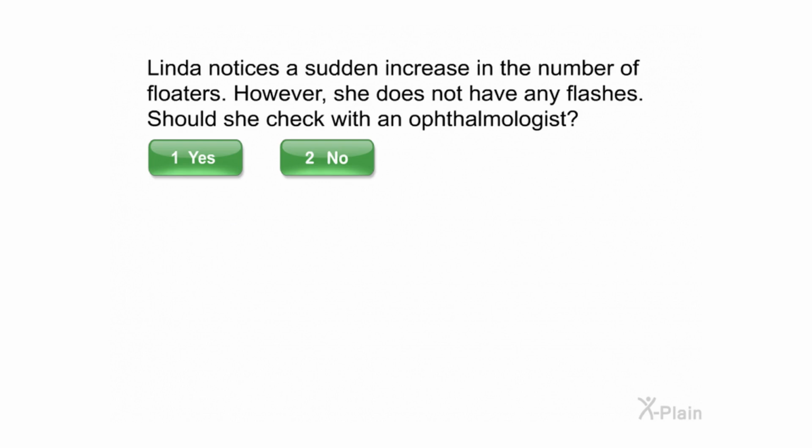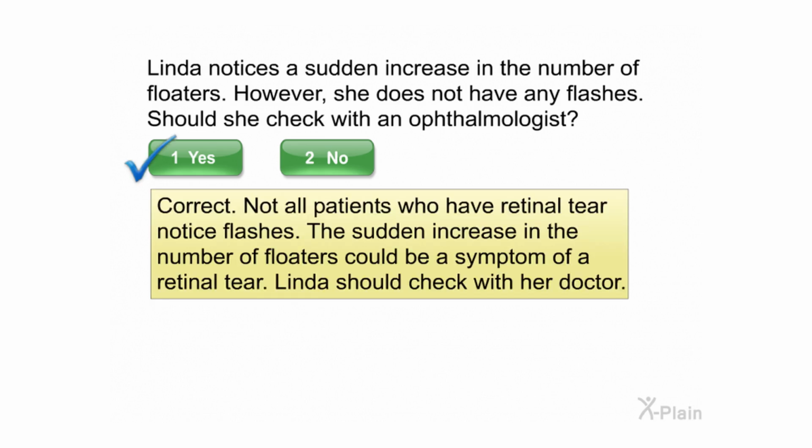Linda notices a sudden increase in the number of floaters. However, she does not have any flashes. Should she check with an ophthalmologist? Select yes or no. Correct. Not all patients who have retinal tear notice flashes. The sudden increase in the number of floaters could be a symptom of a retinal tear. Linda should check with her doctor.